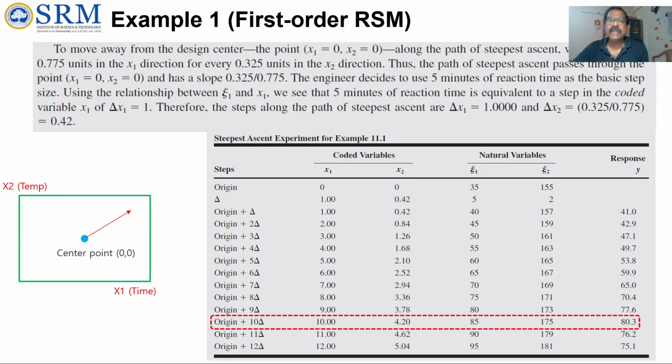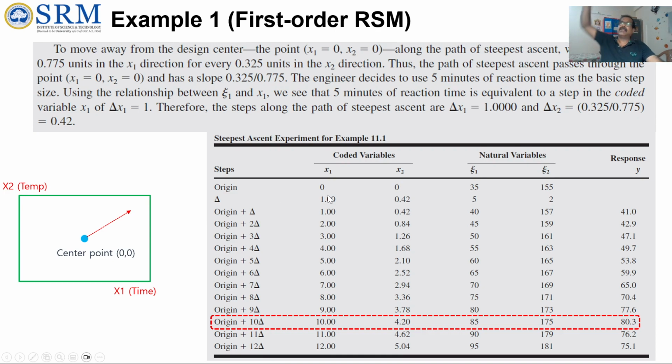Once we are done, we need to go for the optimization process. In that, the initial operating condition is 35 and 155. The origin we can say is 0, 0. Then next is delta, the change in the value. So how much do we need to change the value for x1 and x2?